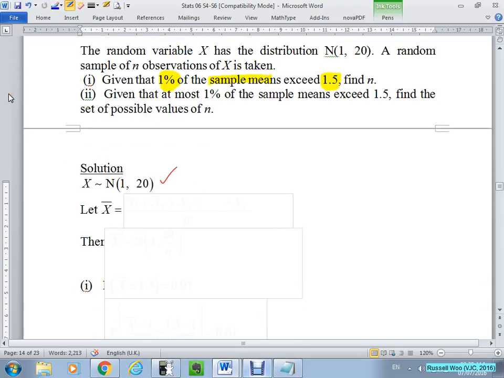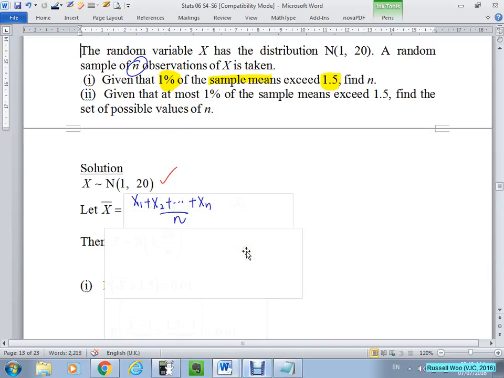Now x bar is x1 plus x2 all the way to xn over n. Because we don't know what is n, n observations are taken. We really don't know what is n. X bar is x1 plus x2 because this is a sample mean. Okay, we are interested in this distribution of x sample mean.